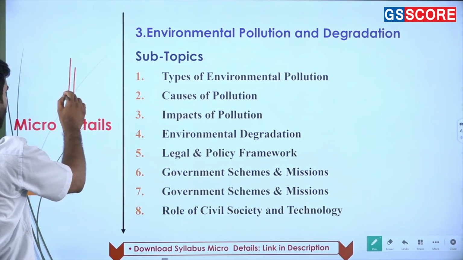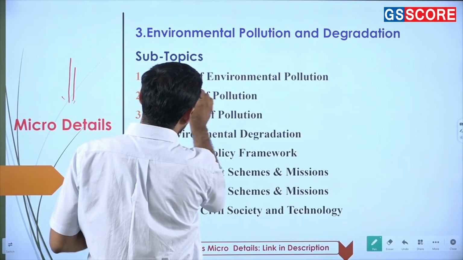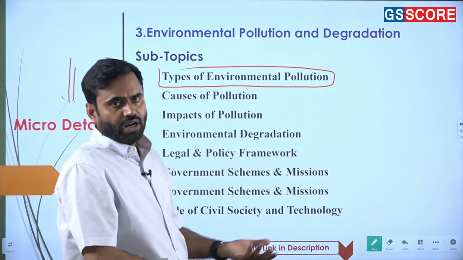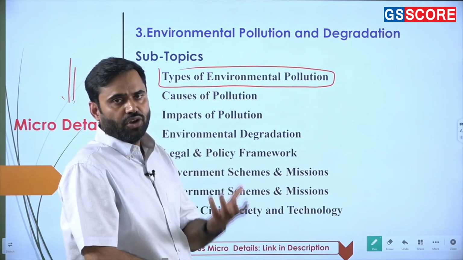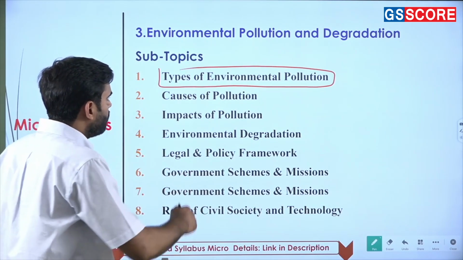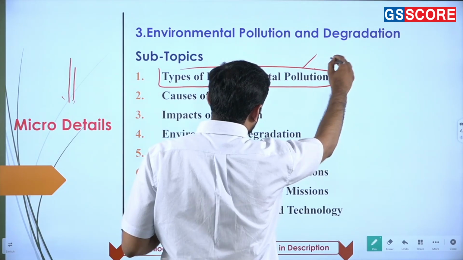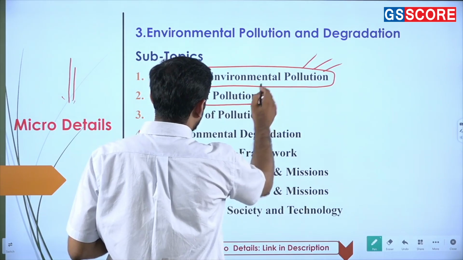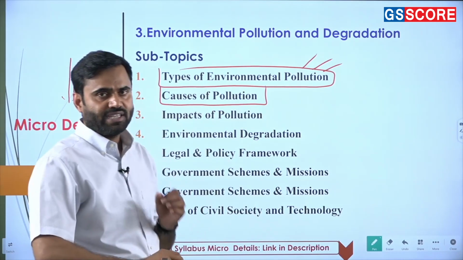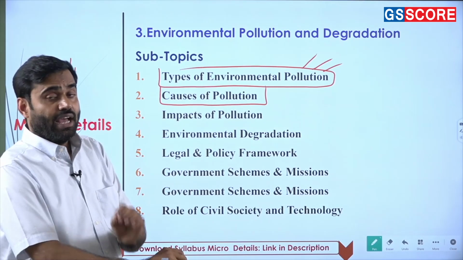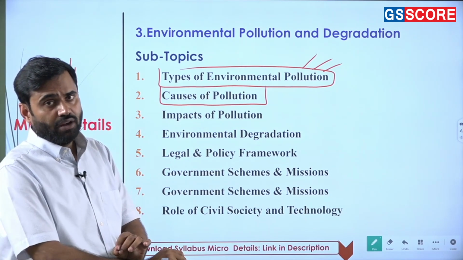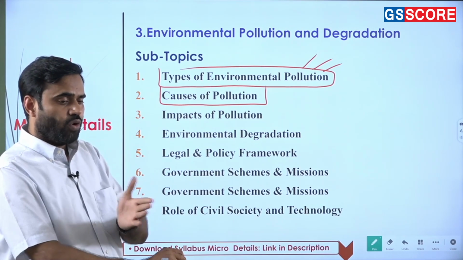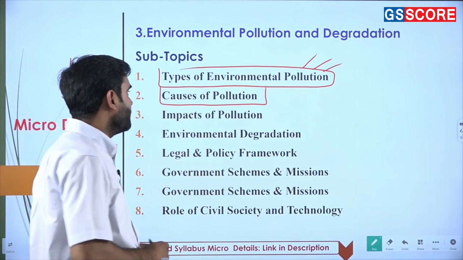We are talking about the micro details. When we talk about the types of environmental pollution, there are a number of pollutions: air, water, land, chemical, noise, nuclear, and many more. Each and every point we have to discuss. First of all, we have to cover all types of environmental pollution, and next, the major causes of pollution. Each and every pollution has different kinds of causes, and we have to find out the major causes. Human activities are highly responsible, through these different kinds of activities. Getting my point?